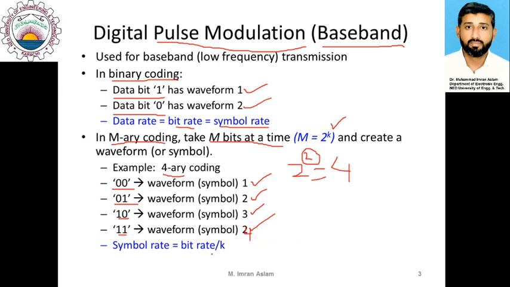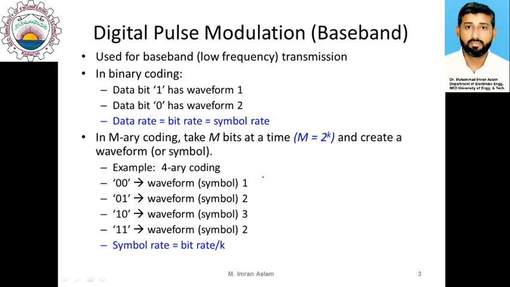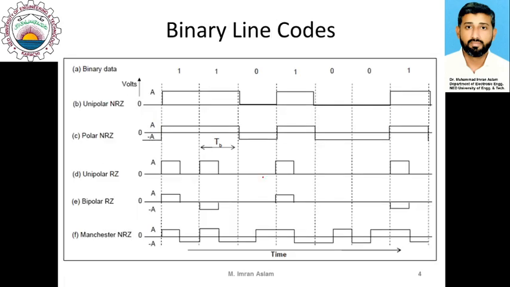So symbol rate would be equal to the bit rate divided by K. So in order to transmit a number of bits, actually we need to transmit a lesser number of symbols, because when we transmit one symbol, we actually transmit two bits at a time. So this is the relationship which exists between symbol rate and bit rate. We use different baseband modulation techniques relative to baseband communication.